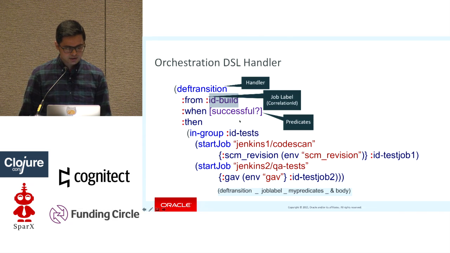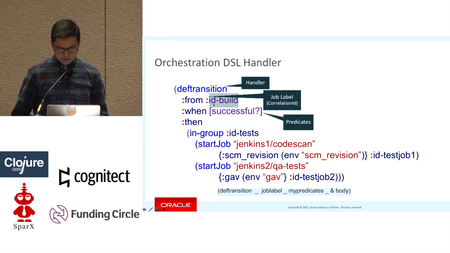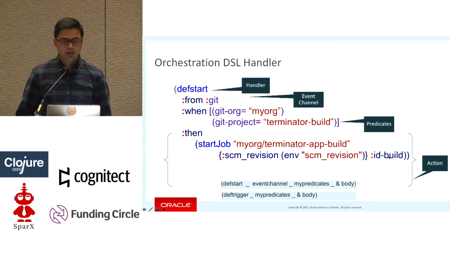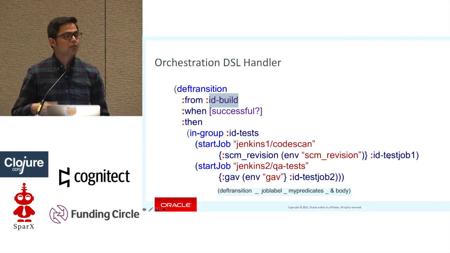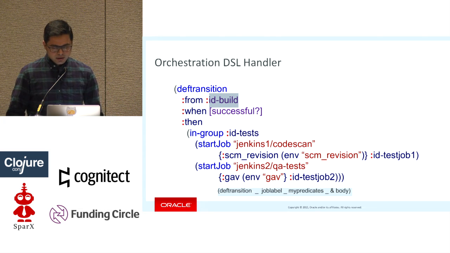So if you look here, in this case, the from is a label. It's not an event channel. It's a more correlated job label. So when you triggered a particular job here, you added a label called ID build for that job, and you're able to use it in your handlers as you go through the pipeline.